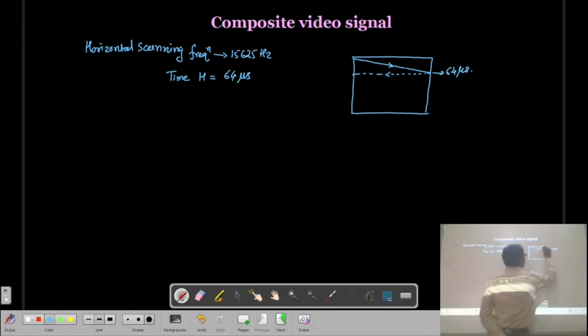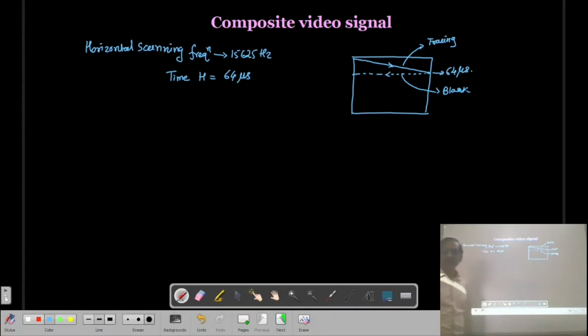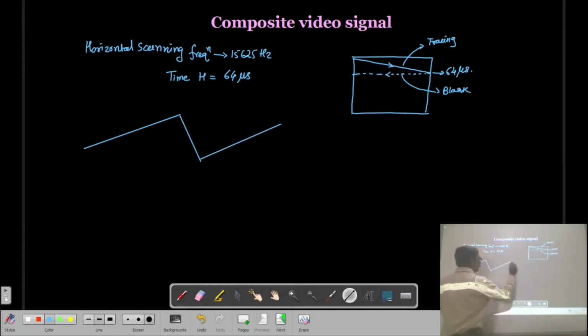In these 64 microseconds, the electron beam is tracing the picture, and here the electron beam is going to be blanked out. So whatever sweep voltage or sweep current we have, the sweep current time period will be like this. This is the sweep current for one complete line.